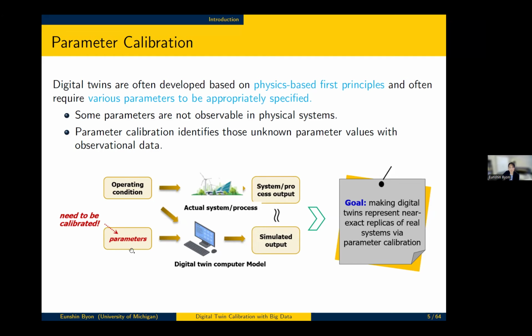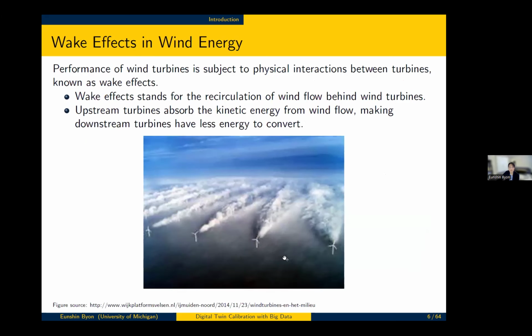And these parameters also influence the output of the digital twin computer model. So we want to calibrate these parameters so that the simulated output can be close to the system output, or the actual output. So this is the parameter calibration. Just to give you an example, let's take a look at the wind power system.